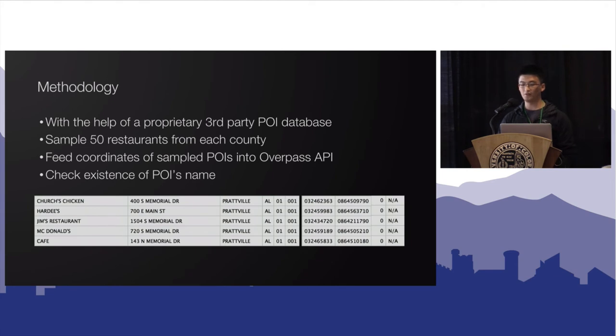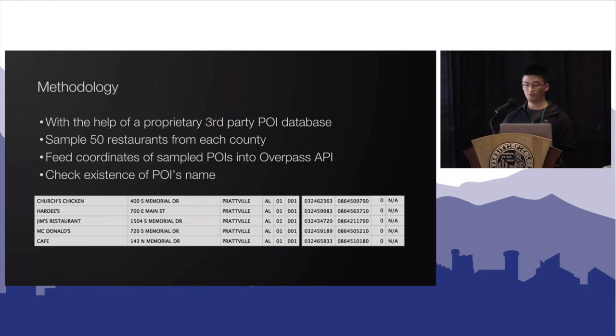So to study how well OpenStreetMap can locate POIs, we chose 110,000 restaurants across 3,026 counties in the U.S. to test OpenStreetMap. We use a proprietary third-party point of interest database to find restaurants, and from the whole dataset, we take 50 samples from each county without replacement.